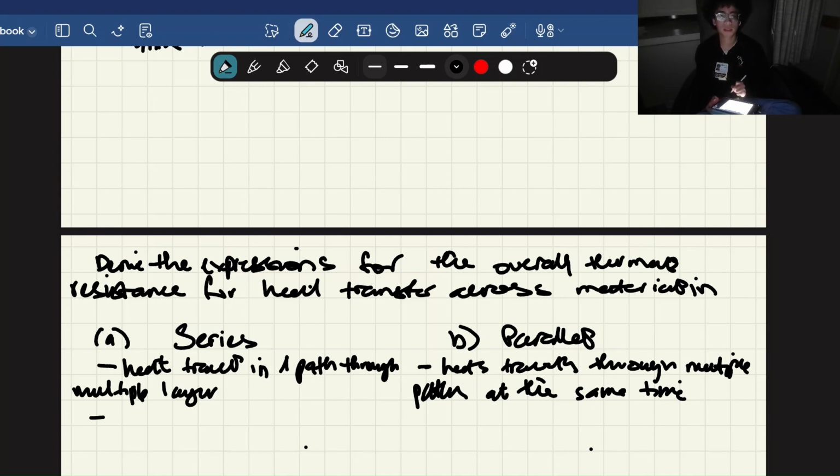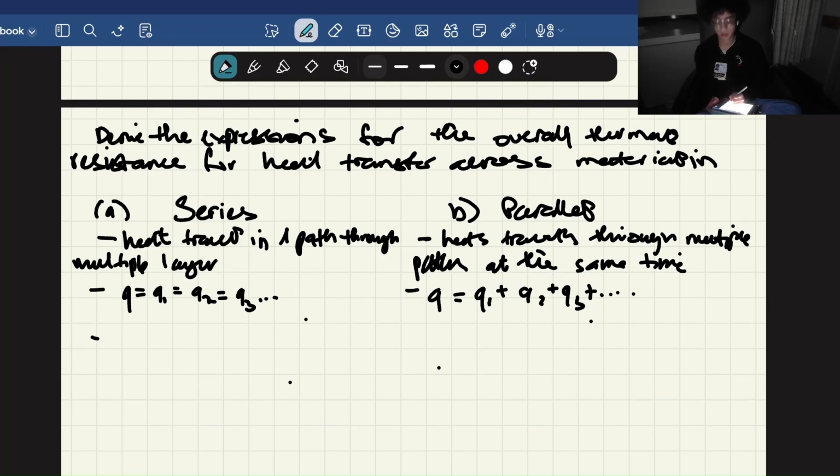So like we know before, in series, heat transfer due to energy conservation, all the Q are going to be the same. So Q is equal to Q1 equal to Q2 equal to Q3, and so on. However, since in parallel heat is divided and travels through different ways, we can have Q equal to heat path number one plus path number two plus path number three. So Q is like Q total. And then we can have a different expression for thermal resistance as well.